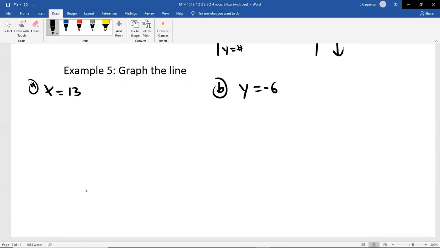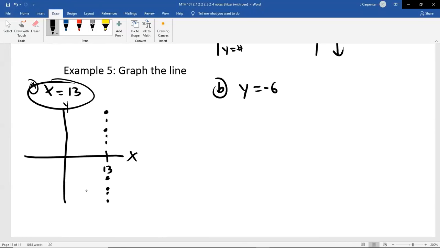Right, so x equals 13. There's no y in this, which means special case. X equals a number says that the x value is always 13. So let me just show you a way you can rationalize this. No matter how high up you are, the x value is always 13. So if 13 is all the way over here, there's a point here because the x value is 13. Doesn't matter what the y is. There's a point here, there's a point here, there's a point here. All the points have to be going right 13 because this says x has to be 13.